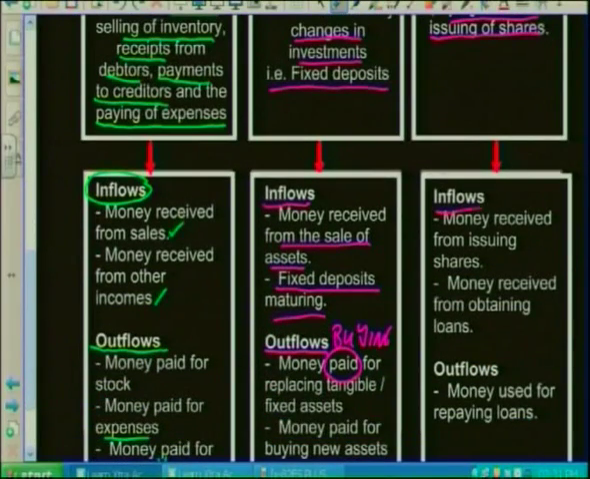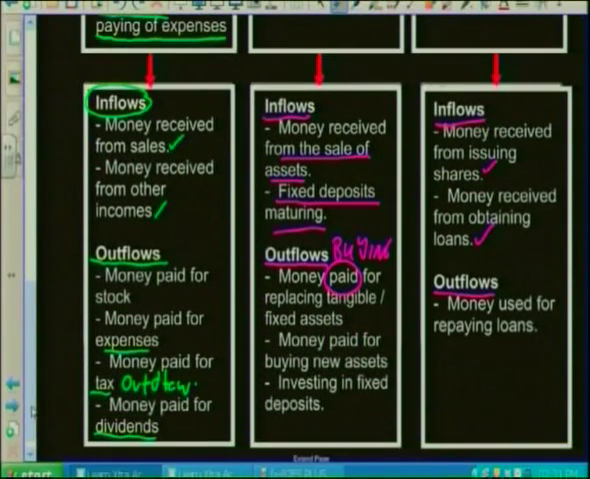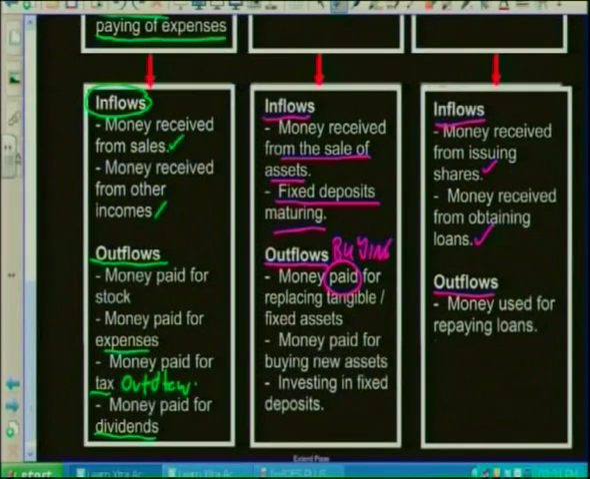Examples of inflows of cash: money coming into the bank account. Money received from issuing shares is considered an inflow of cash. Money received from obtaining loans: when you receive a loan, it's considered again as an inflow of cash. Your outflows, on the other hand, there's one example that you're going to come across, or one transaction that you're going to come across: money that is used for repaying loans. Money is leaving the bank account.